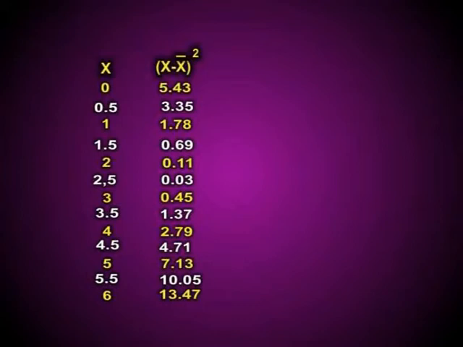And I'll carry on doing that to get the following table. The next column I'm going to call frequency. Now frequency is the amount of times that each X value happened. Take a look at that data set that you have.